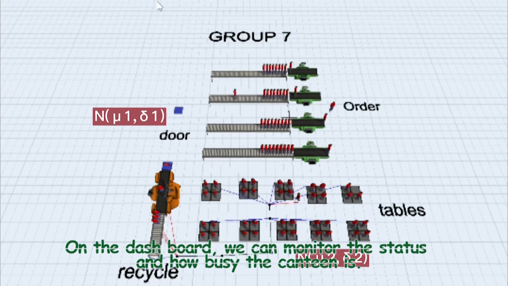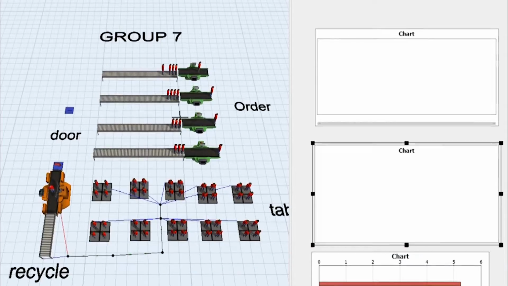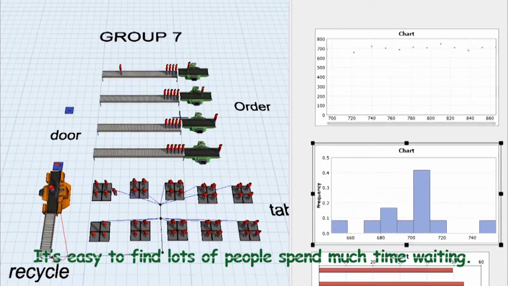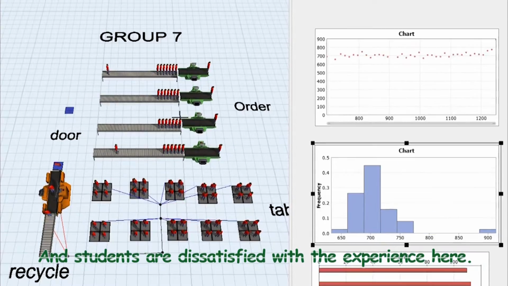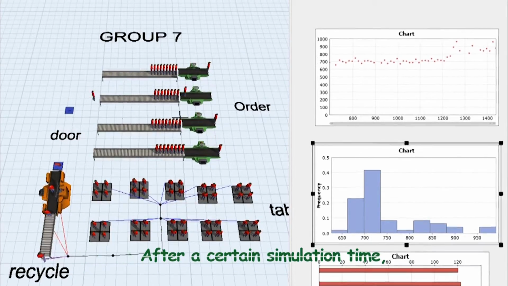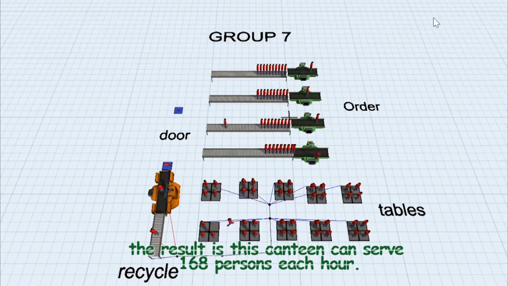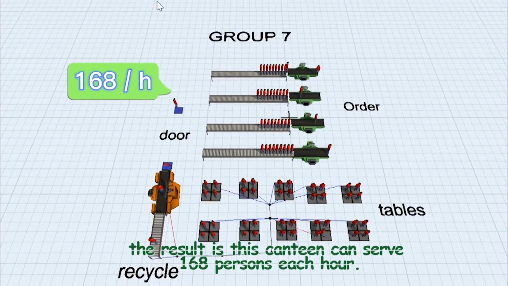On the dashboard, we can monitor the status and how busy the canteen is. It's easy to find that lots of people spend much time waiting, and the students are dissatisfied with the experience here. After a certain simulation time, the result is that this canteen can serve 168 persons each hour.